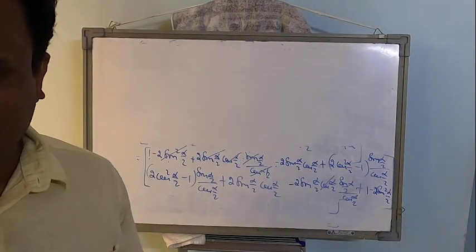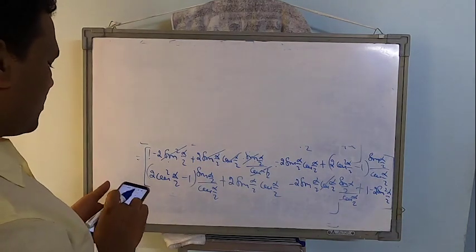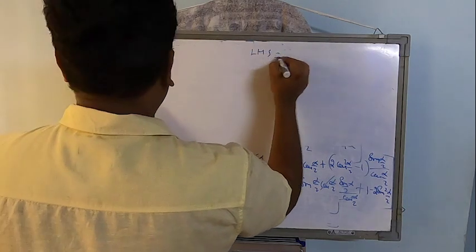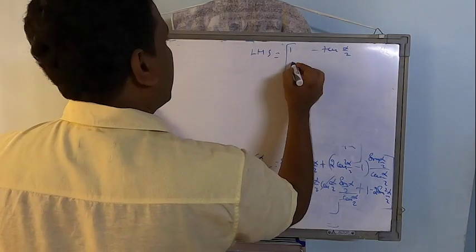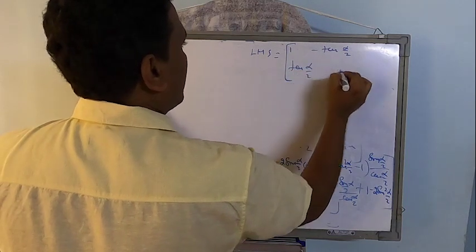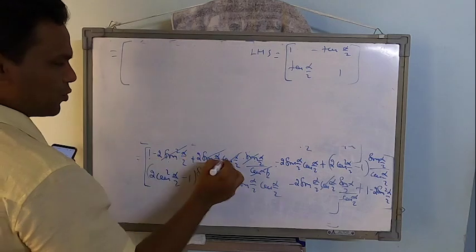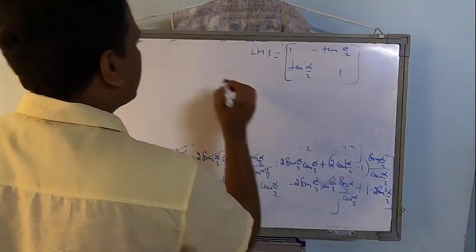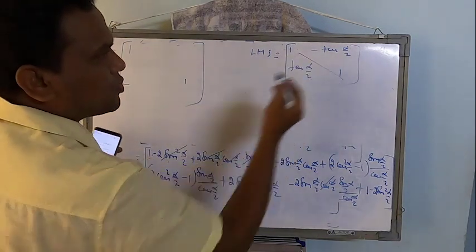So the matrix, we already know the matrix of the left hand side. By keeping an eye on the matrix of the left hand side, we can get this answer. So what was the LHS was 1 minus tan alpha by 2, and here it is tan alpha by 2, and this is 1. And let us start simplifying. I already told you this gets eliminated, so 1, and here also it's eliminated, so the remaining is just going to be 1.